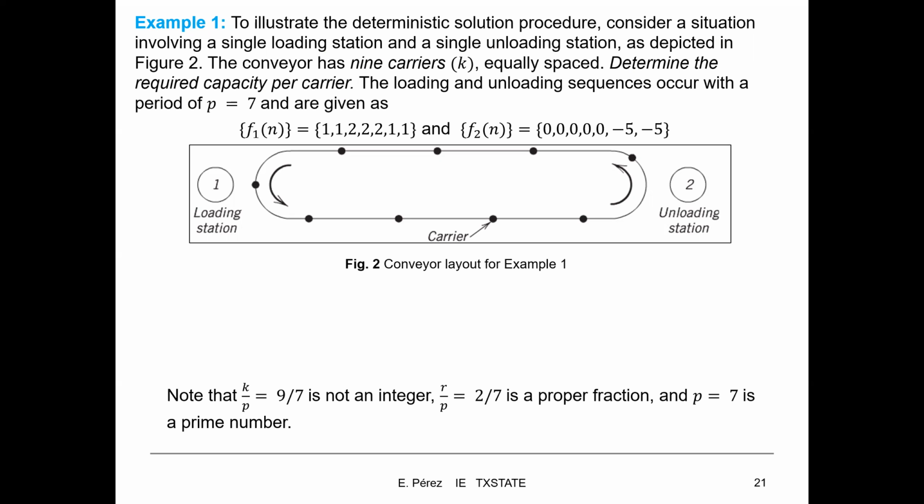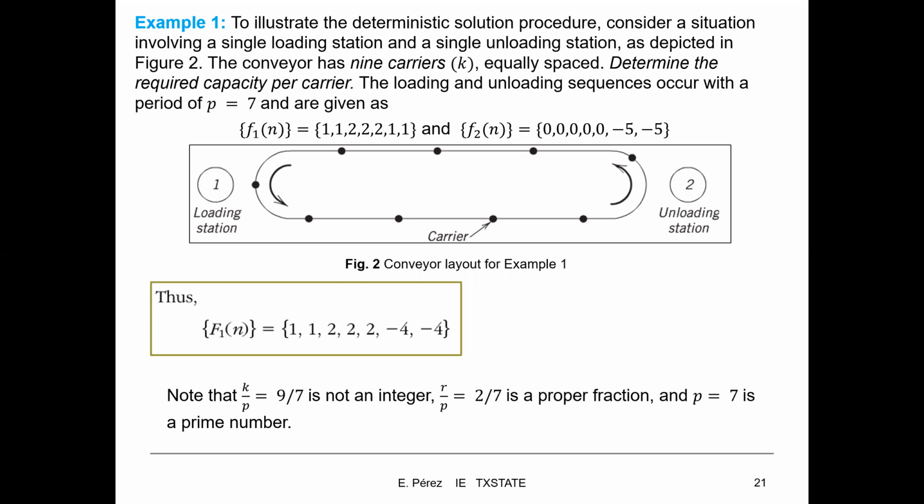So if you sum 1, 1, 2, 2, 2, 1, 1, that is equal to 10. And then f_2 of n is for the unloading station. So in the first periods, there's nothing to unload, so 0, 0, 0, 0, 0, up to the 6th and 7th periods, in which the unloading station is going to unload 5 and 5. So that's our sequence with the period of P equals 7.